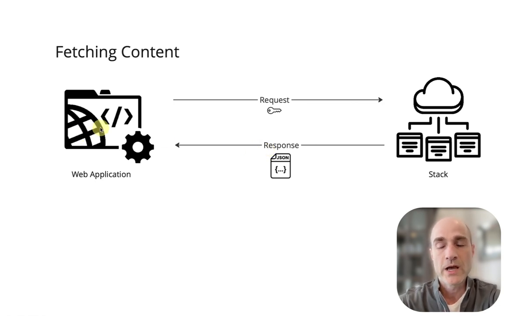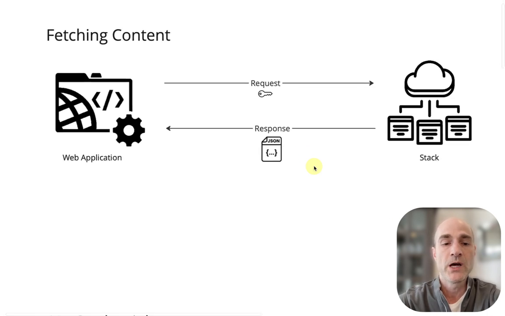On the left here, we have a running web application. On the right, we have a stack. This is where all of your content will be housed logically within Contentstack itself. When we make a request, it's locked down by credentials, and then Contentstack, the stack, will respond with JSON information back to your web application. So that's really the basics of how your web application fetches content from Contentstack.